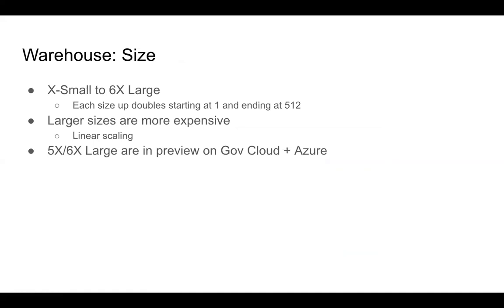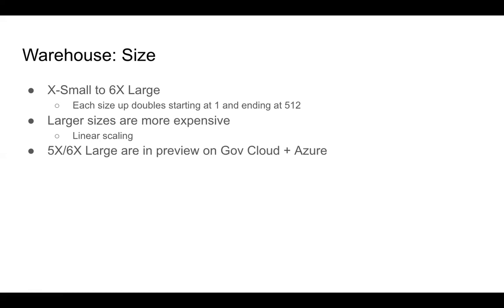The larger sizes are more expensive, but this pricing is linear. So if you double the size, you double the price. So you don't have to start thinking about pricing too much when choosing the size. You'll get double the resources, and your query will run twice as fast if you get a larger machine.